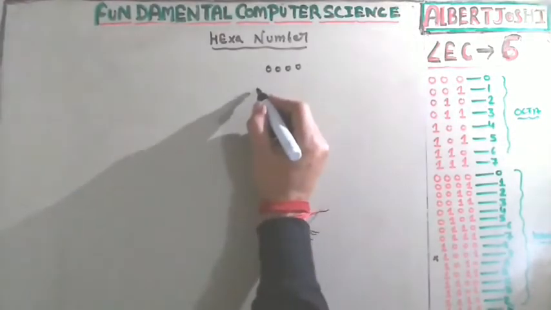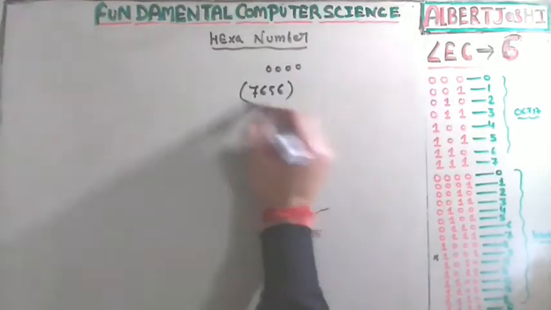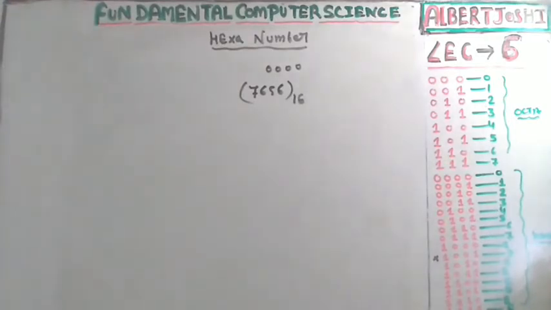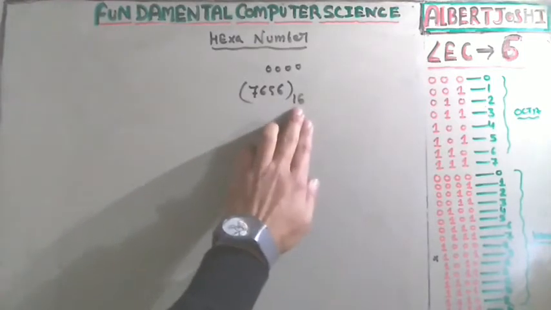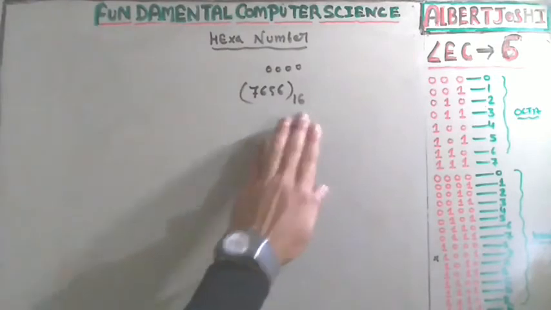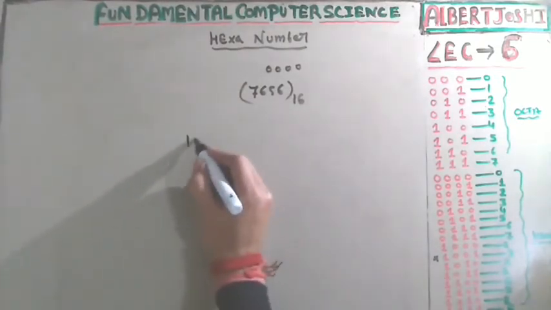This time, for your number representation, suppose you have the number 7656, your base is 16, hexadecimal. If you are talking about hexadecimal, your base is 16 this time. What is base? You must go to lecture number 2.